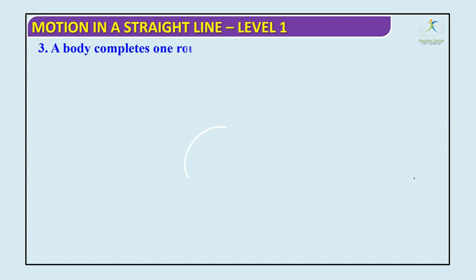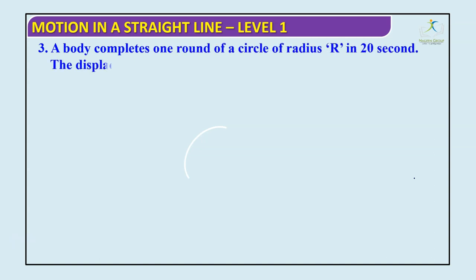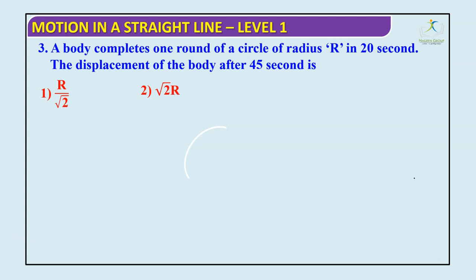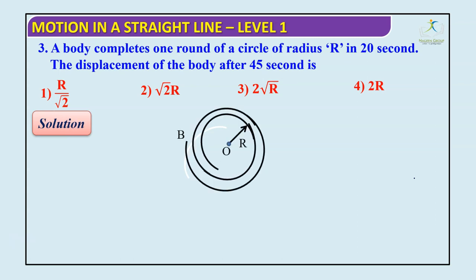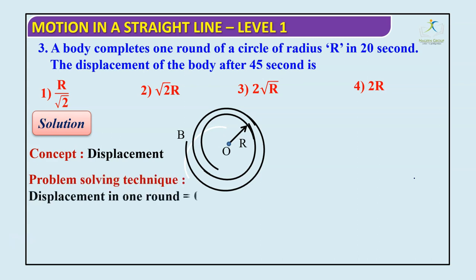Next question is, a body completes one round of a circle of radius capital R in 20 seconds. The displacement of the body after 45 seconds is R by root 2, root 2 R, 2 by root R, or 2R. Now let's move with the solution part. So this is the diagram. The displacement concept we will apply here.